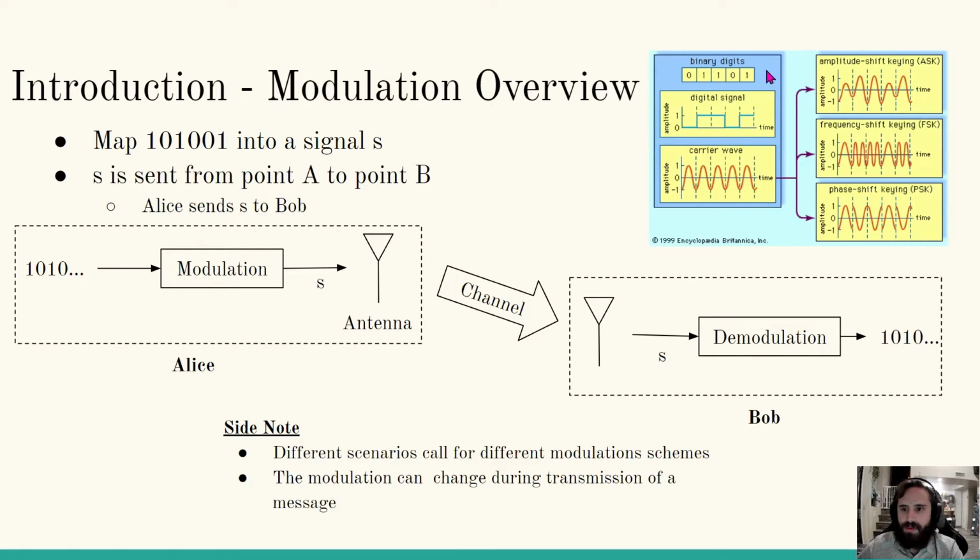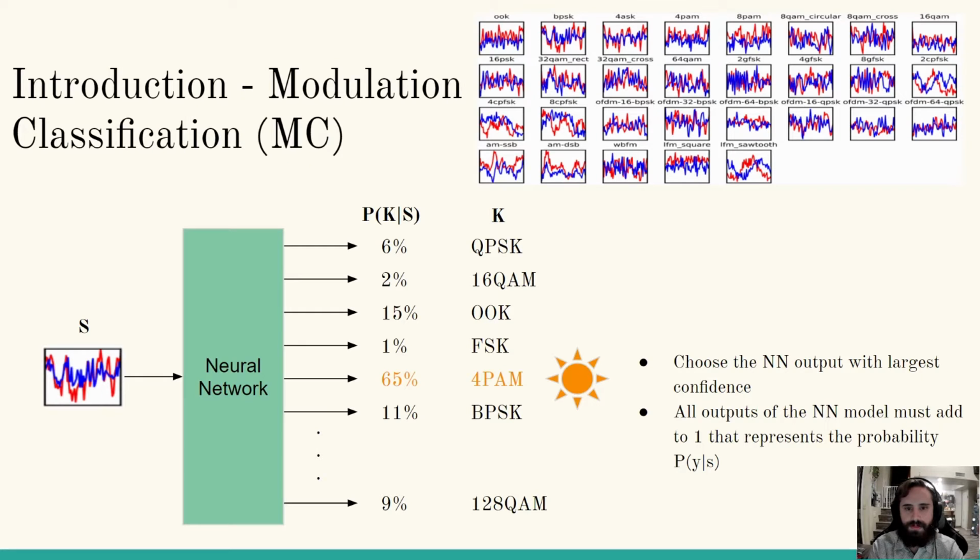And we can see at the top right are some examples of modulation. And different scenarios call for different particular modulation schemes. And the modulation can change during transmission depending on channel conditions or available bandwidth. Depends on the application. Now let's look at modulation classification.